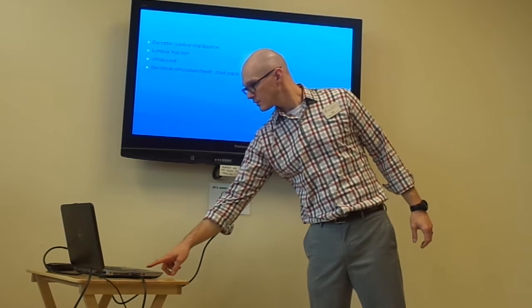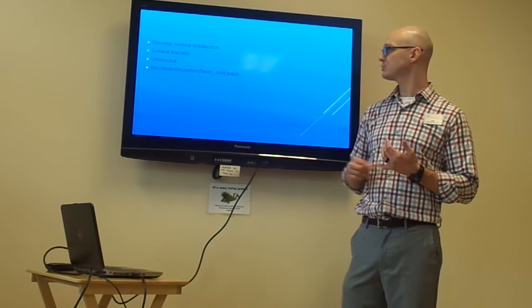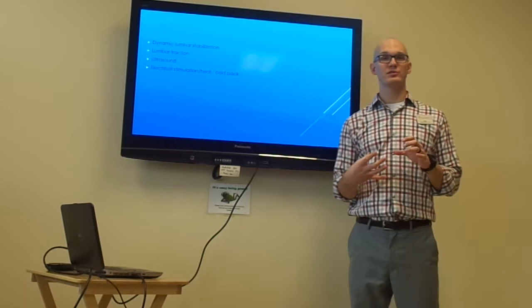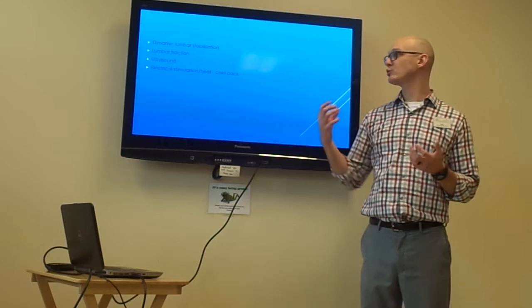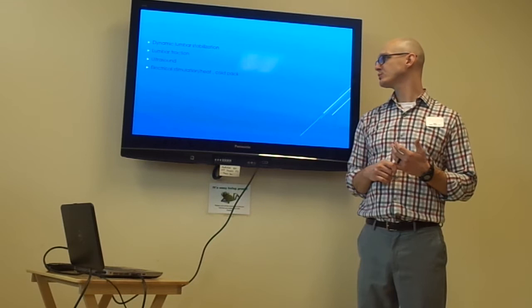And then a couple other things that you'll see us do, we could also do a dynamic lumbar stabilization, which I have some pictures showing. But basically what we're trying to do is some core stabilization exercises. We also have a lumbar traction, which would be very similar to a cervical traction, only for the back. And then we also use ultrasound, electrical stimulation, and heat and cold packs. But we could do those for either the neck or the back at that point.